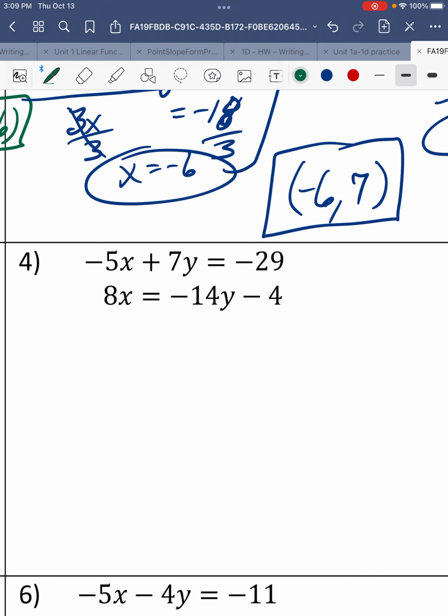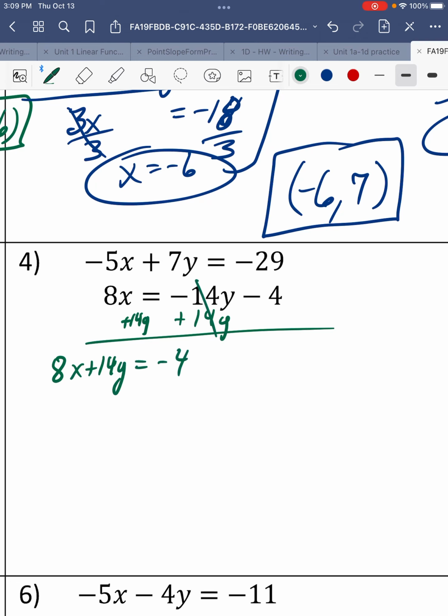All right, number 4. I need to manipulate some equations here. I'm going to add 14y, add 14y. So I have 8x plus 14y equals negative 4. And that top equation, I'm just going to switch them. Hopefully you're okay with that.